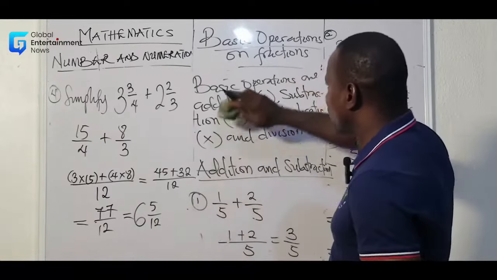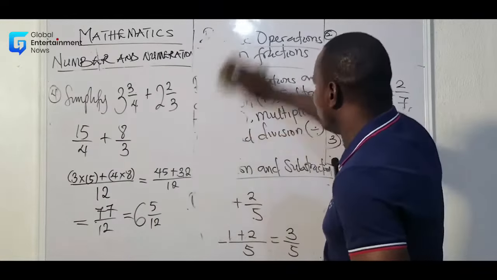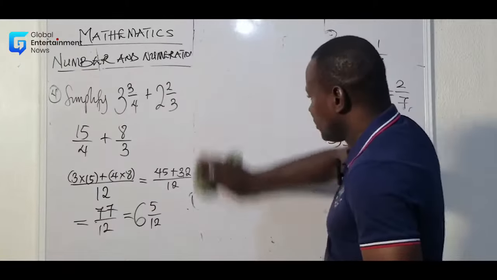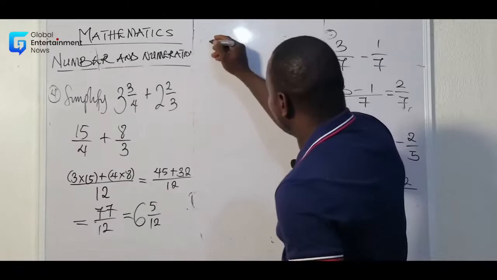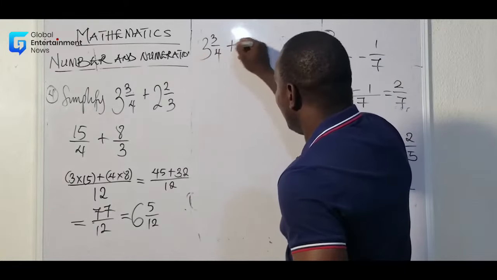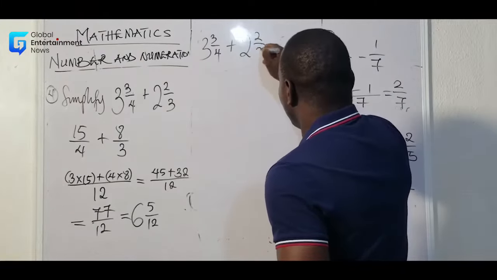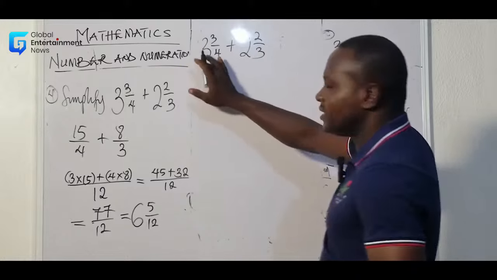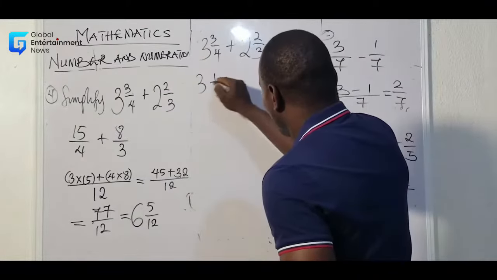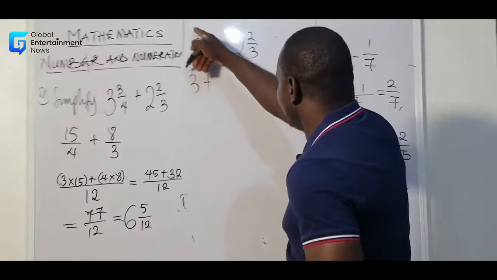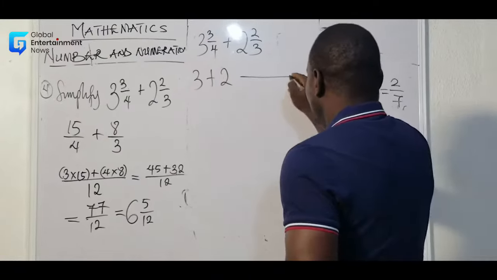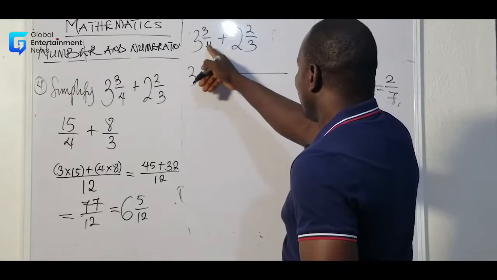If this one is confusing, you can also use another method, which is our basic method, the primary school method. What do we do? We say 3 all over 3 whole number 3 all over 4 plus 2 whole number 2 all over 3. What they are going to do is that they will add the whole numbers together by saying 3 plus 2. The whole number is 3 here, the whole number is 2 here. Then we find the LCM of this one.